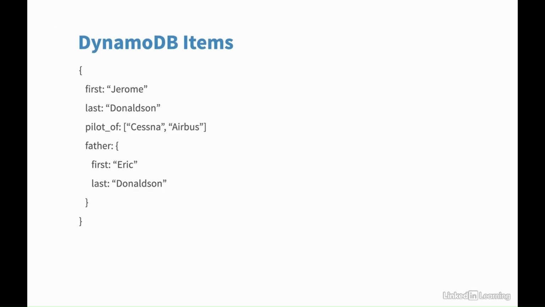Using these types, what you end up with is something that is basically JSON. In this example, first and last are scalar types of string. Pilot of is a string set, more commonly called an array of strings. Finally, the whole thing is a map object, a conglomeration of the other data types into a structure that contains many key value pairs, as well as substructures like the nested object father.